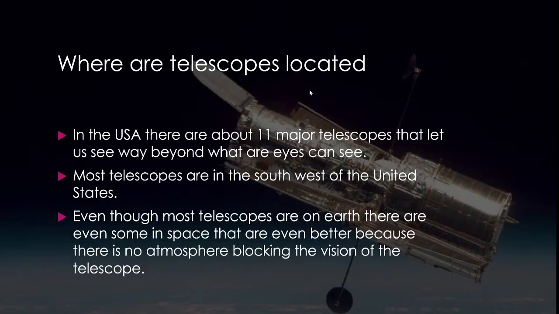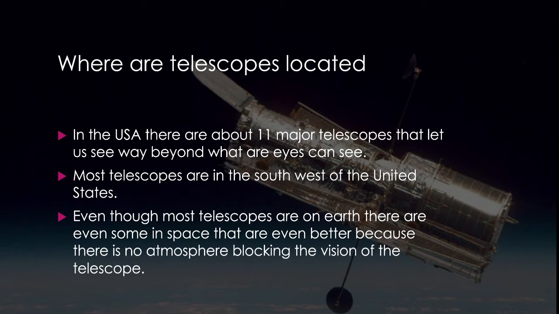Okay, so where are telescopes located? In the United States, there are about 11 major telescopes that let us see far beyond what our eyes could see. Most of these telescopes are located in the southwest of the United States. Basically, the reason they're in the southwest is because there's rarely any light pollution there.